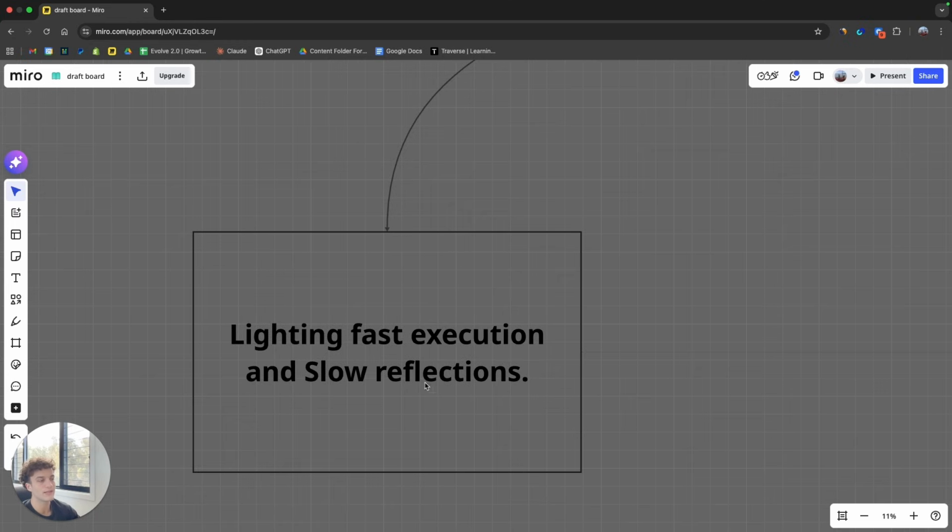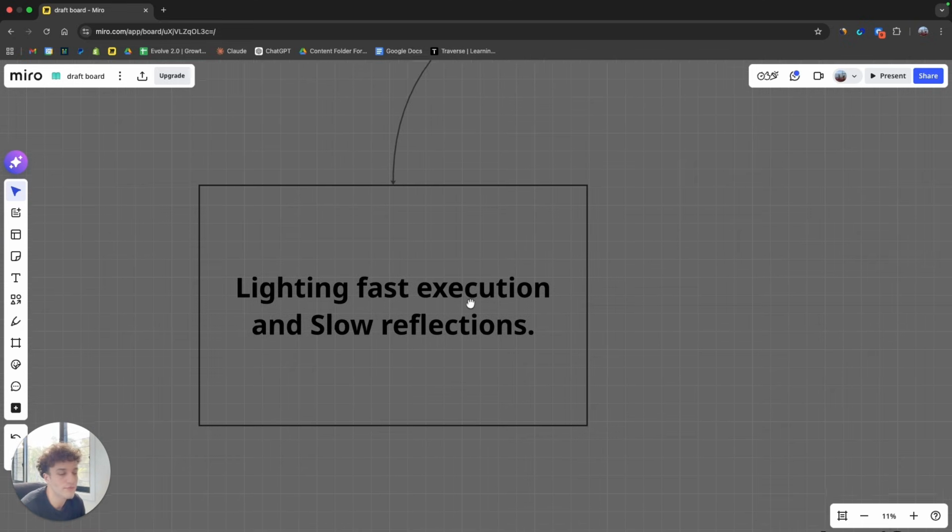So the first one is lightning fast execution and slow reflections. What I mean by this is you have to learn when to be fast and you have to learn when to be slow in ecom. Because if you're just trying to rush everything, or, God forbid, you're just being the slowest person ever, taking weeks and weeks and weeks to do shit, that is possibly the worst personality trait that you can possess. And I know that because I was that guy at one point.